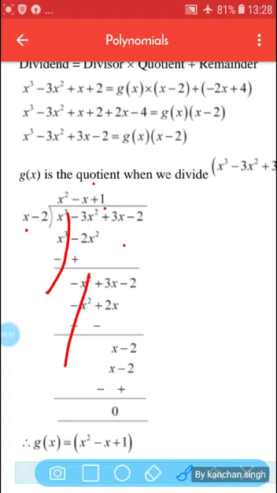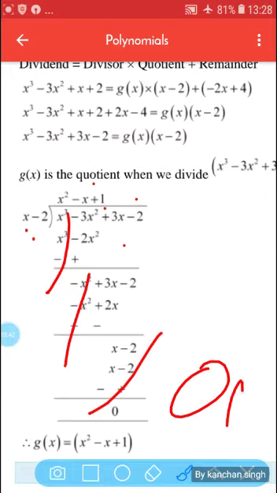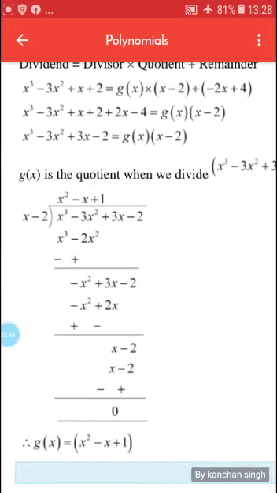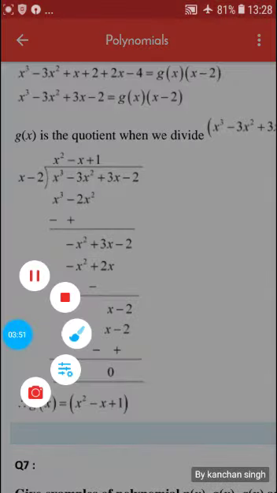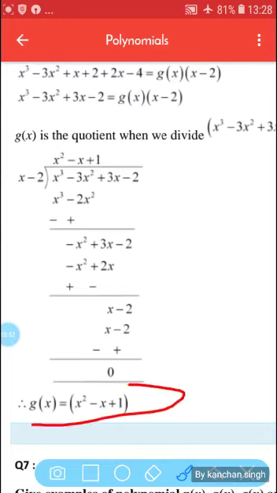We got x minus 2. So here again what is left? x into 1, x minus 2, and minus minus plus, it becomes minus 2. So the whole thing gets cancelled. We got the remainder 0. Is that okay? So here what we got? g(x) is equal to x square minus x plus 1. Is that okay? Is that clear?